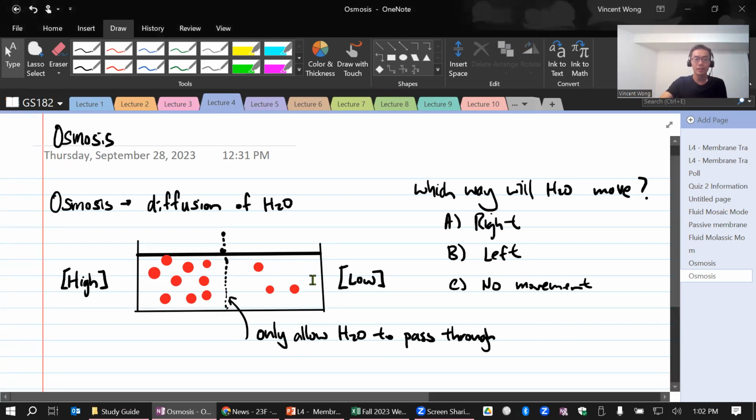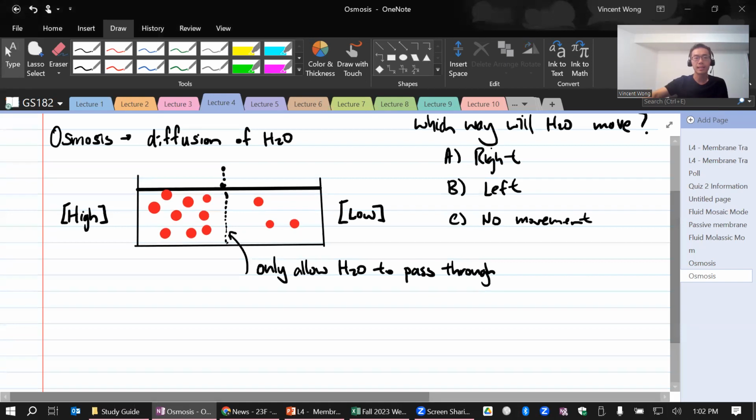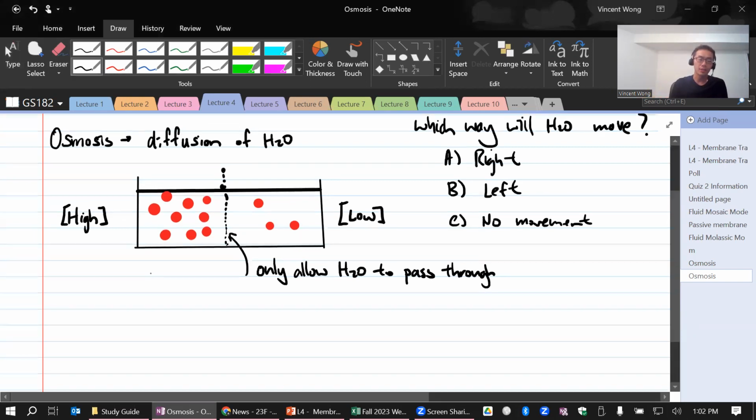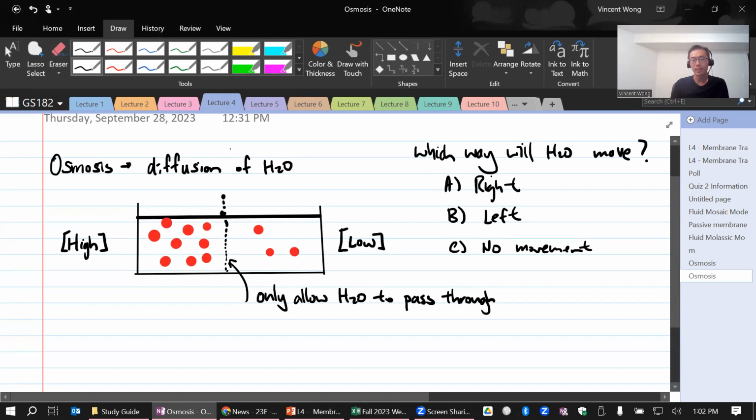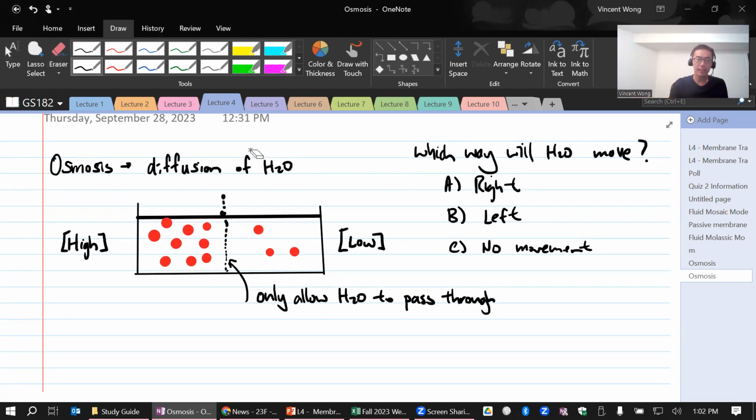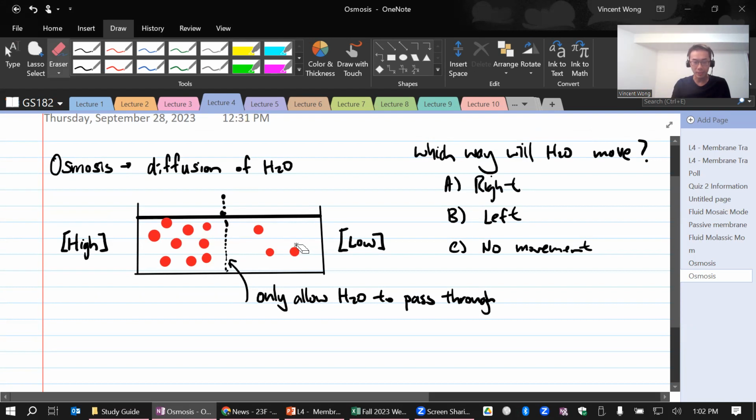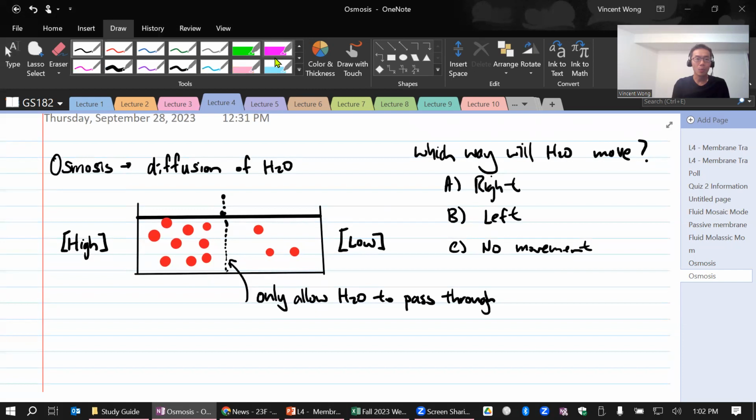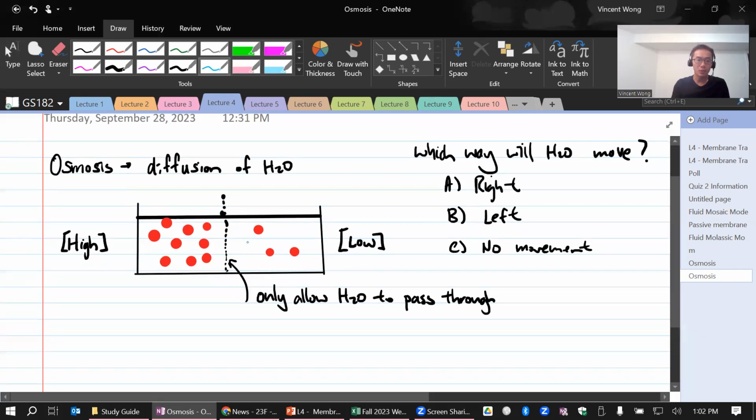So over here, we can see that there is a higher concentration for the red circles on the left and on the right. And you guys correctly said that the red circle is going to move to the right, right? If I remove the barrier. But when the barrier is in place, it's impossible for the red circle to move, right? So the only thing that can move is the water. And water will move actually to the left side to try to balance out the concentration.